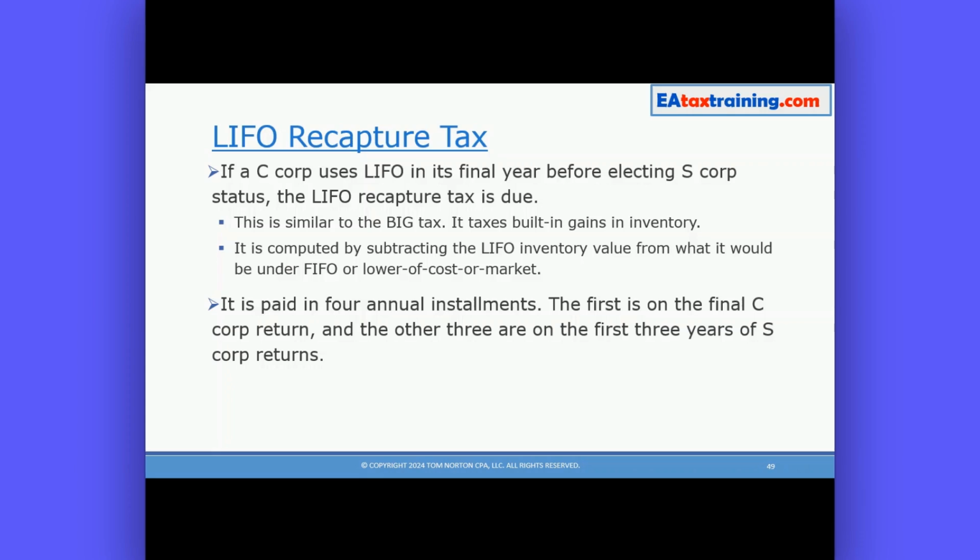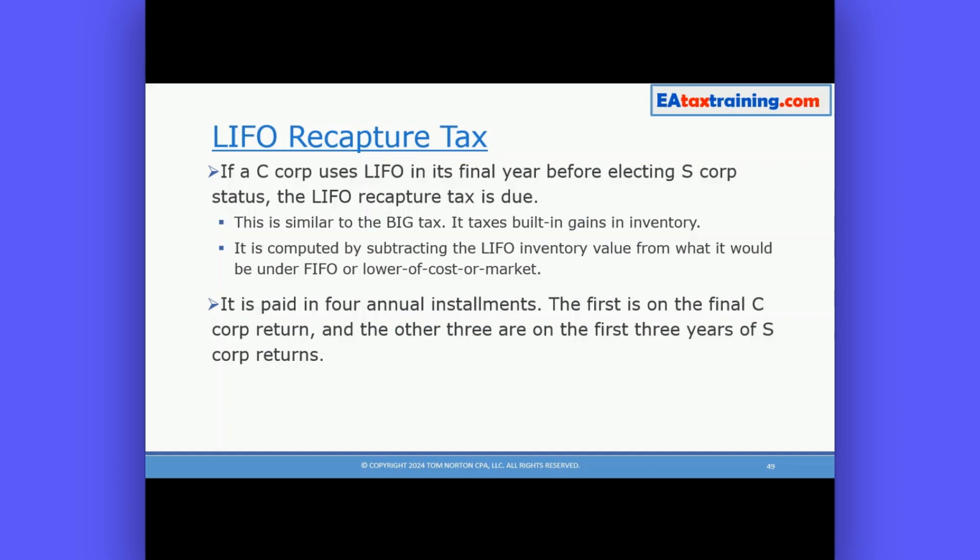So what it does is you recompute your ending inventory as if you were on FIFO or as if you were on lower of cost or market. And then you subtract the LIFO inventory from that. So the FIFO inventory value is going to be larger than the LIFO inventory value. So you can subtract the LIFO inventory value from the FIFO inventory value, and then you have to pay the 21% tax on that difference. So it's basically putting you in the same position as the corporation would have been if they had been on FIFO all along. That's what they're saying.